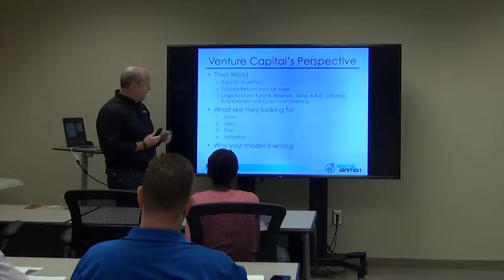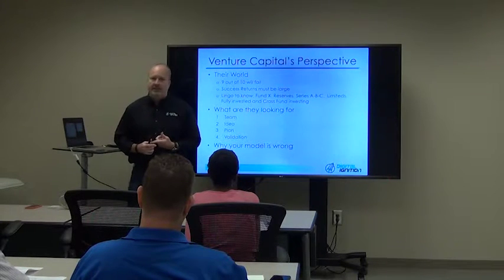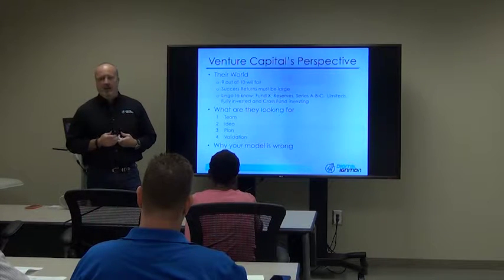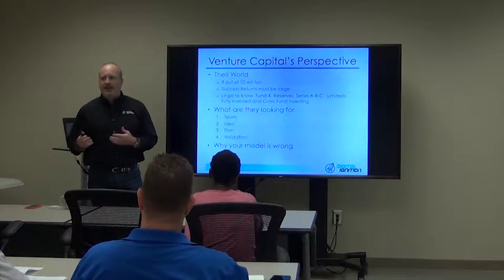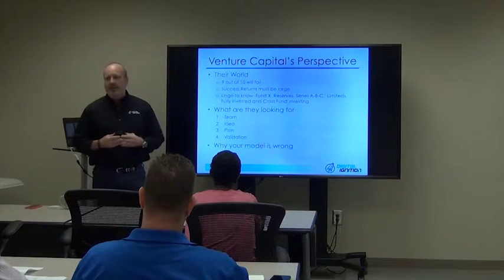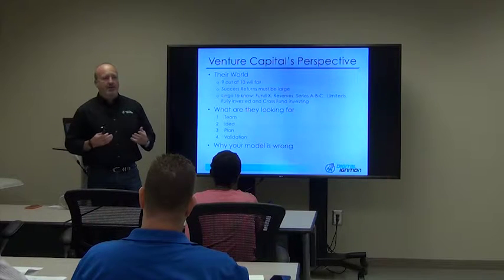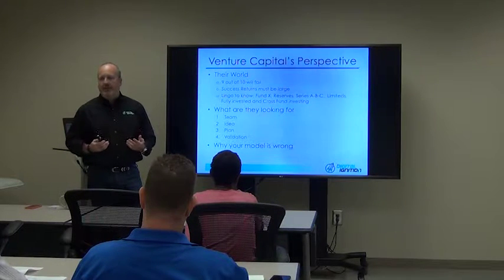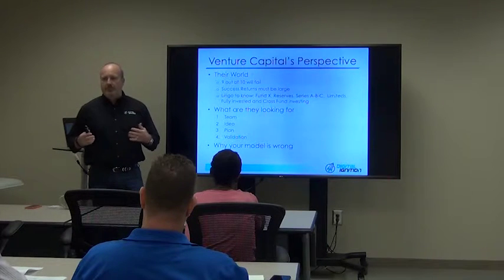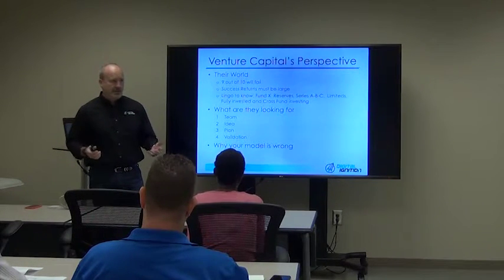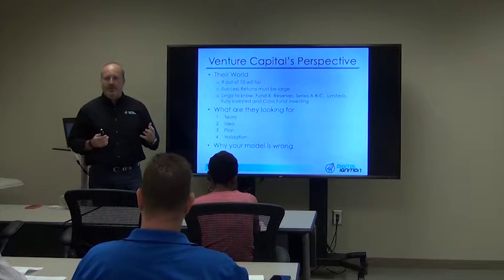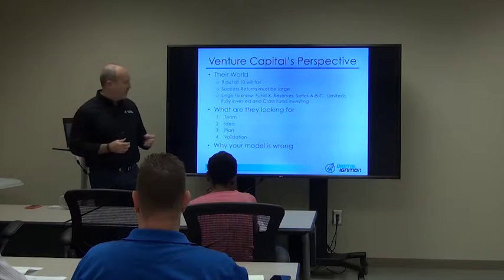What are they looking for? This is in order, I would say. Team first. Most importantly, they want to invest in people that have track records, that they have confidence can achieve this. Then the idea: how unique is it? Do you have intellectual property? Are there patents? How defensible is the position? Then you get into what the plan looks like: what's the financial model, how is the thing going to scale, and the operating plan. And last is valuation. I'm going to talk about that more.